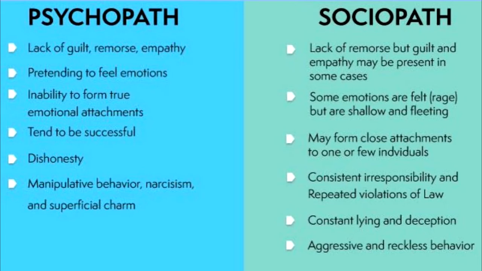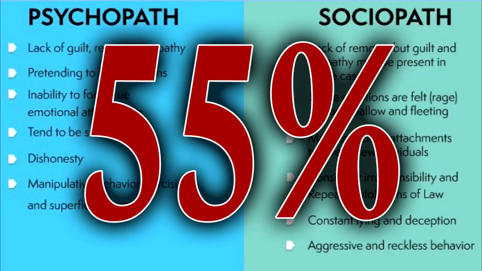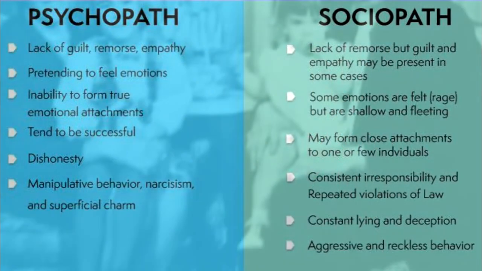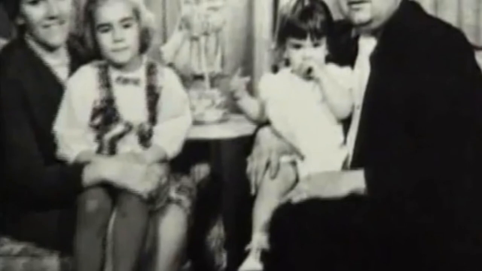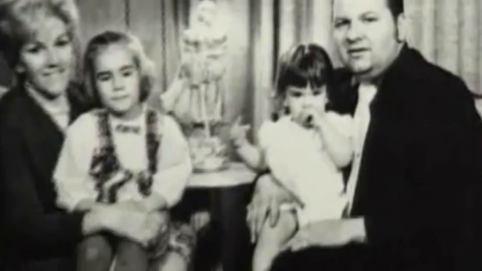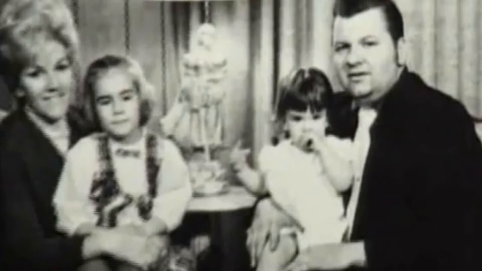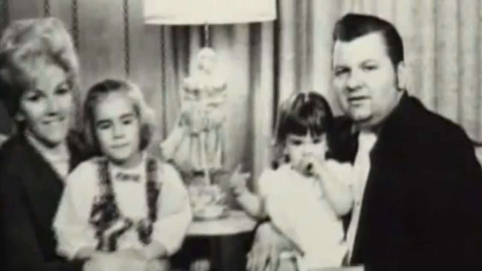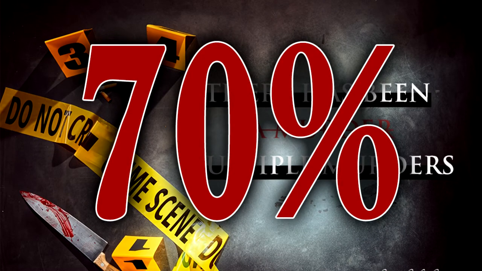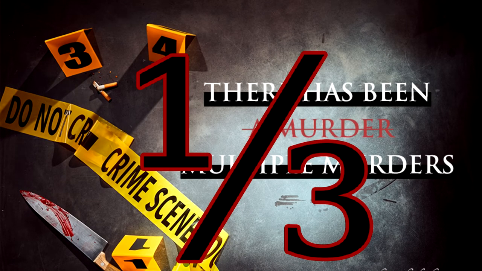A twin study performed by Eysenck and Eysenck in 1978 found that 55% of the identical twins shared similar criminal histories, while only 13% of fraternal twins did. Other than the Macdonald and Dark triads, research has found that family history has also contributed to the creation and development of murderers. Burgess, Douglas, and Ressler found in their study of 36 murderers that 70% had a familial history of alcohol abuse and one-third had a history of drug abuse.